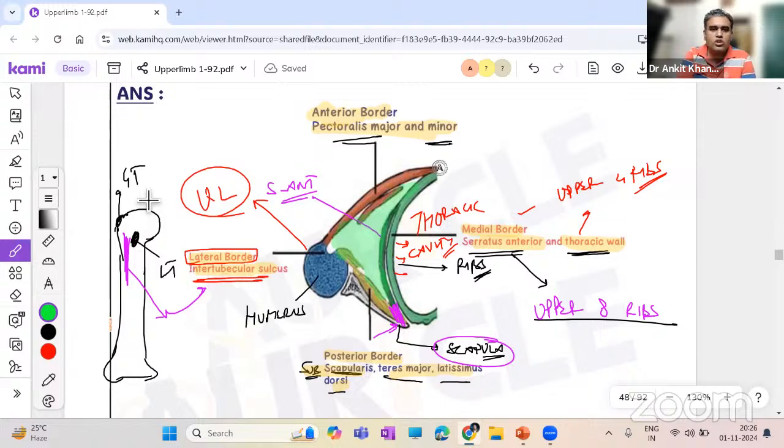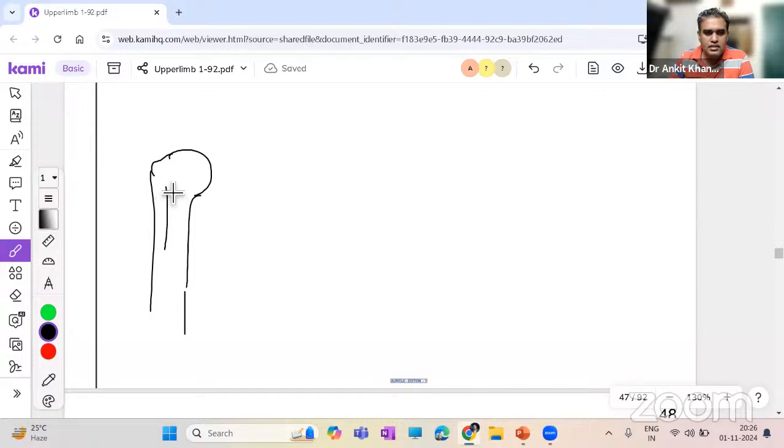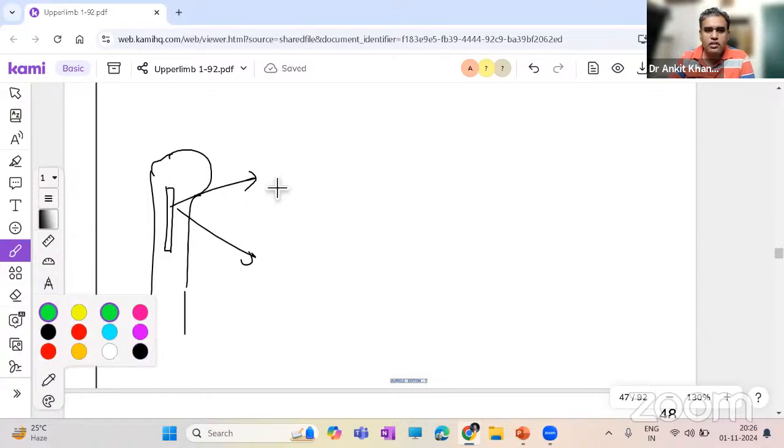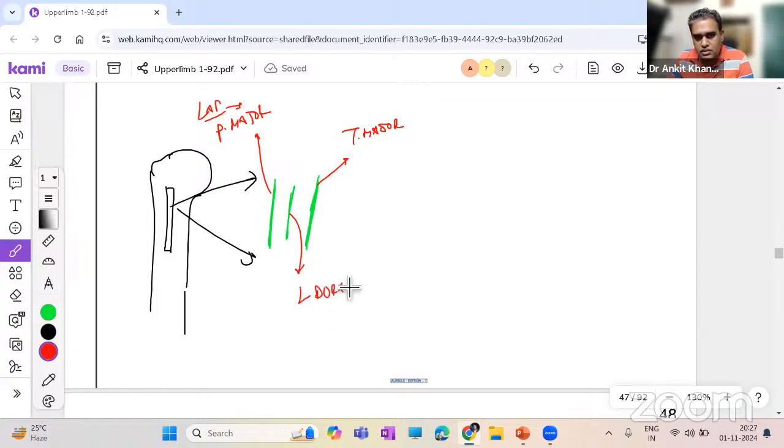Now, let me zoom this intertubercular sulcus for you. Let us again make the head of the humerus, and this bone going down. Imagine this is the area of the intertubercular sulcus, and let us zoom it. If we zoom it, we will see 3 muscles attached onto the sulcus. Which are these 3 muscles? Laterally, on the lateral lip, we have the pectoralis major muscle. On the medial lip, we have the teres major muscle. And in the center, on the floor, we have the latissimus dorsi muscle.